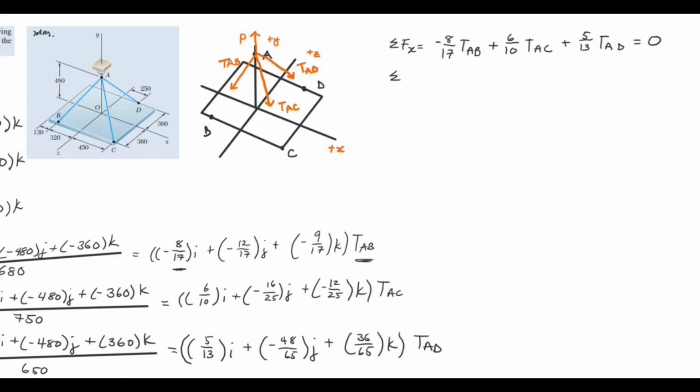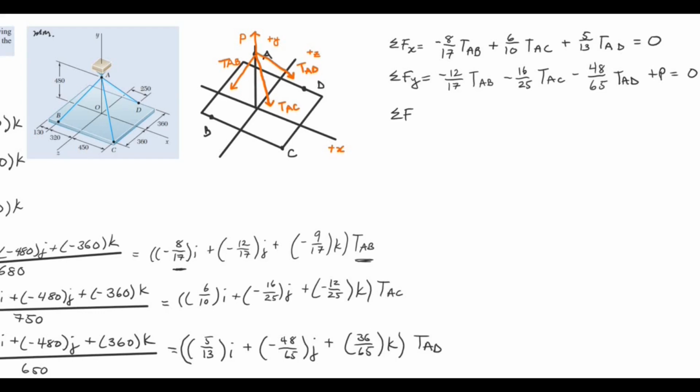The sum of the forces in the y direction would be equal to the summation of all the j components. And that's equal to minus 12 out of 17 times tension AB, minus 16 out of 25 times tension AC, minus 48 out of 65 times tension AD. And finally, we have a positive P force going upwards, so don't forget to include that too. And this is equal to 0.